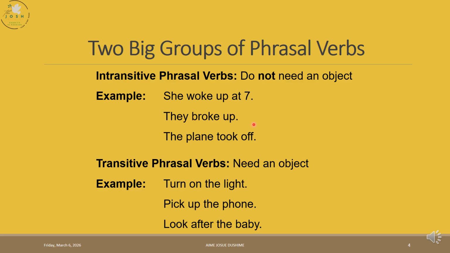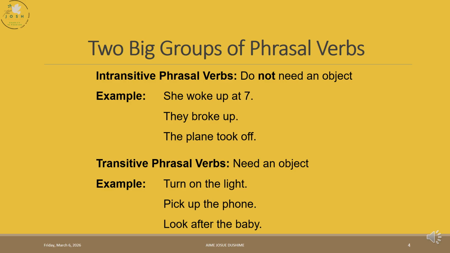But when I say transitive phrasal verbs, they need an object. For them to be clear and understandable, they just need to have an object. For example, I can say turn on the light, pick up the phone, look after the baby. You just have to add something like an object for it to make more sense.